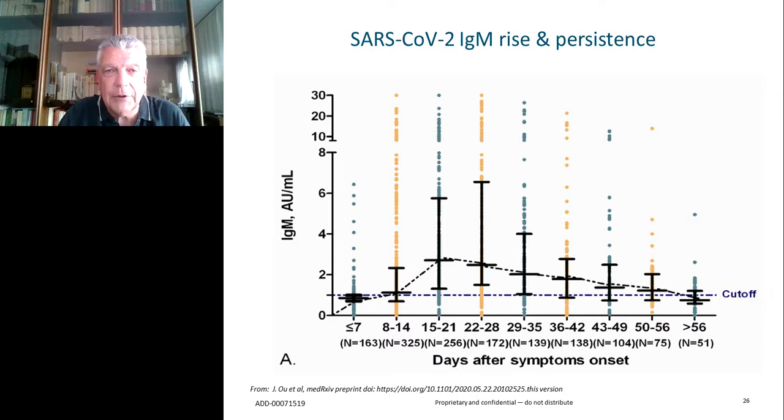So if you're able to test for both IgG and IgM, you may combine different results and get also an idea on how recent the infection has been.